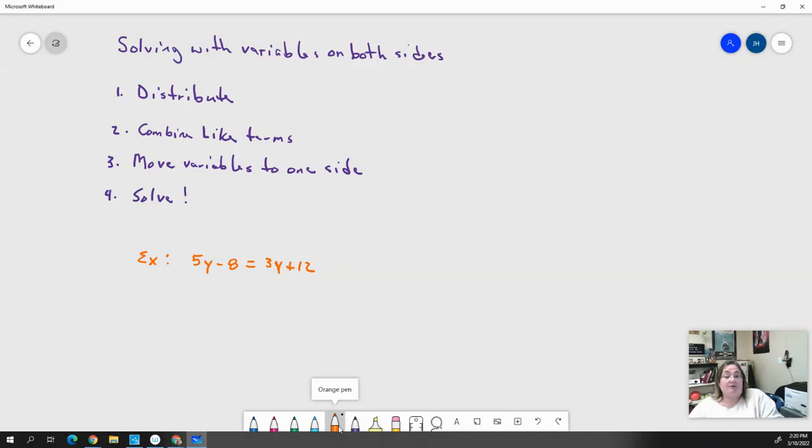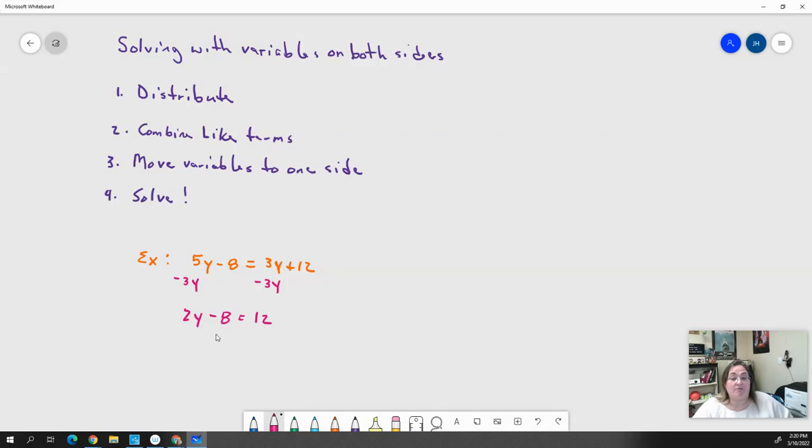And so now we're going to move on to step 3, where we're just going to move the variables to one side. I have 5y on this side and I have 3y on this side. I'm going to move this 3y over here. I'm going to go minus 3y, minus 3y. I have a positive 3y, so if I subtract 3y, I can move it. Here I've got 5y minus 3y. Well, that's 2y minus 8 equals 12.